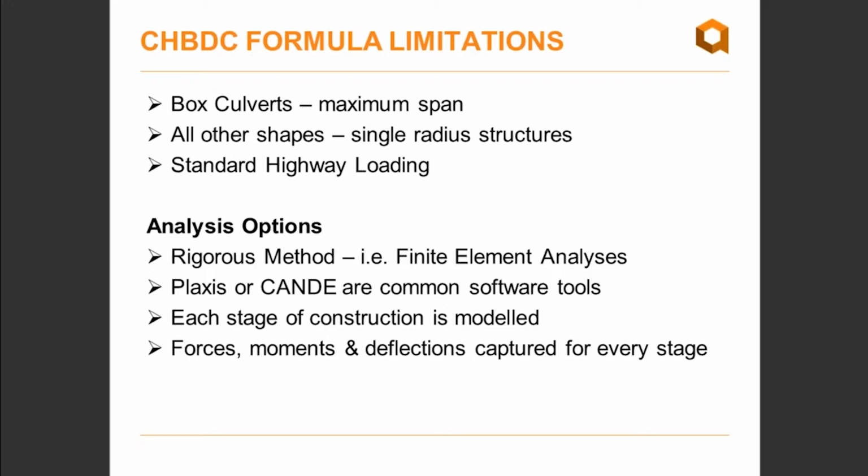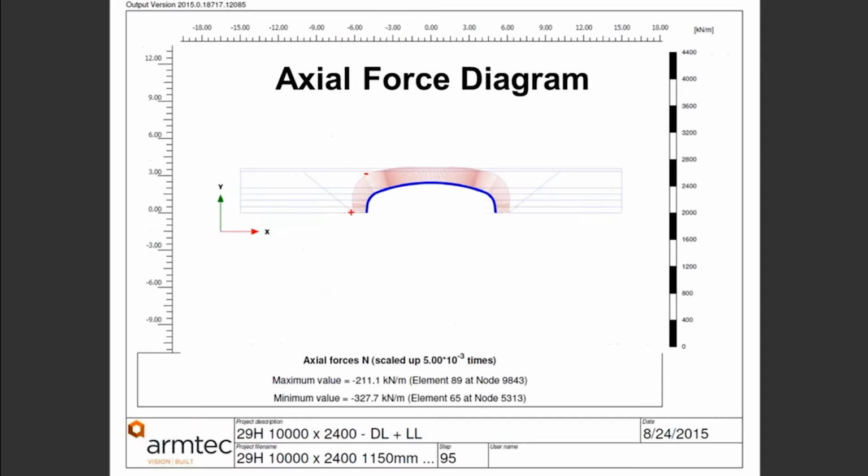So there are a number of different tools available to perform these types of analysis, such as Plaxis and Candy. And modeling of the structure allows each lift or stage of construction to be captured. And in turn, outputs on bending moments and thrusts, as well as deflections against the load resistance of the system, will be available. The next few slides will show a sample of typical reports generated by these modeling tools.